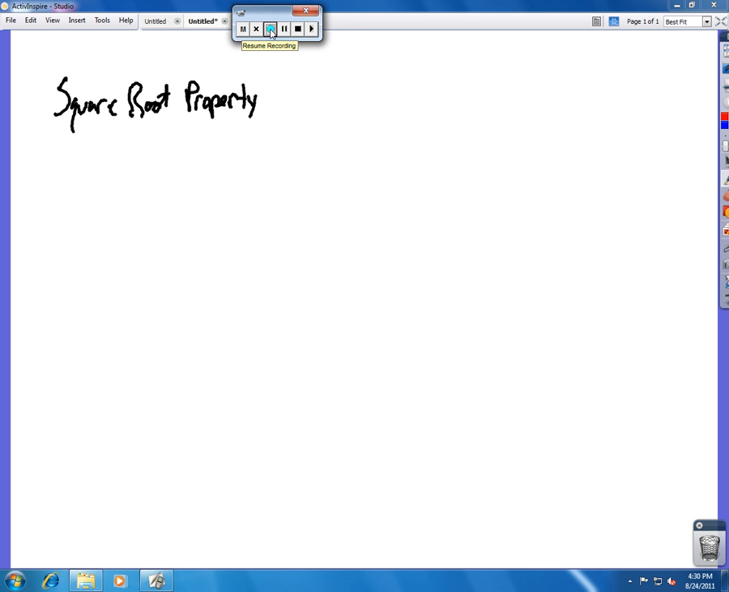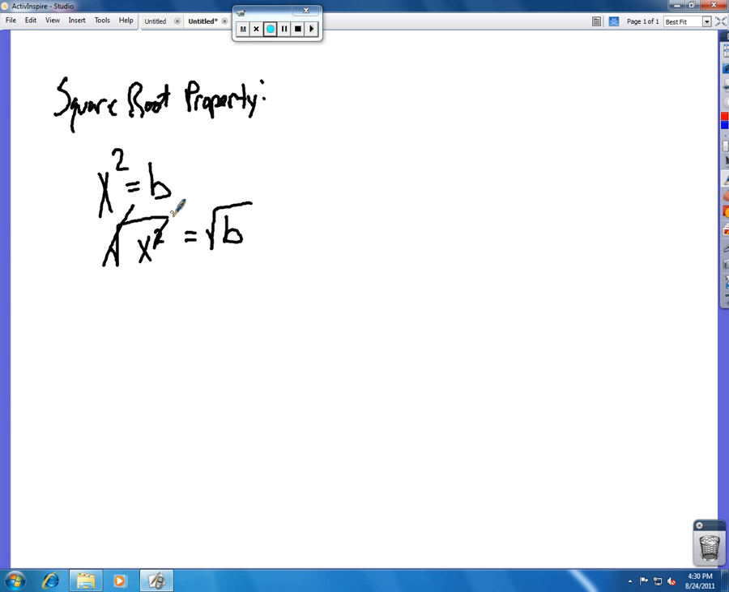Okay, let's move on to the next topic, which is the square root property. Basically what this says is, let's say you have x squared equals b. If that was your whole problem and you wanted to solve for x, you would take the square root of both sides. Again, that was x squared. And this square root and the exponent of 2 are going to cancel out, leaving you with x.